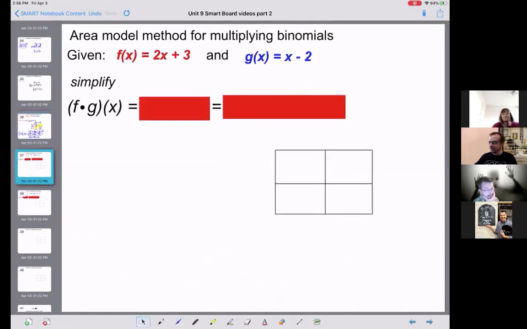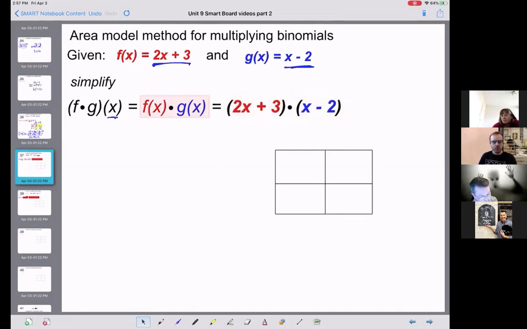So the next one we're looking at is, again, f times g of x. And so again, we're looking at multiplying a binomial, meaning 2 terms, times a binomial, 2 terms. But this time we added a negative in there just to sort of show you what happens. So we're going to start off by saying another way to write this is f of x times g of x. And then we can replace those with parentheses, and we can write it as 2x plus 3 times x minus 2.